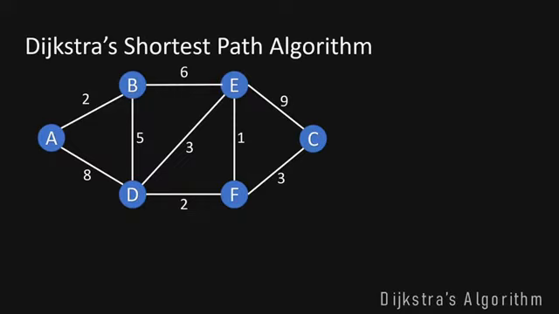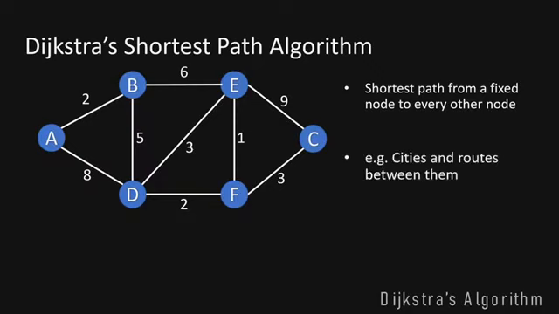Suppose you have a graph connected by weighted edges like this one, then Dijkstra's algorithm allows you to calculate the shortest path from a fixed node to every other node. This can be applied, for example, in digital mapping. So suppose those nodes are cities and the edges are routes between them, then Dijkstra's algorithm will allow you to calculate the distance from one city to every other city.